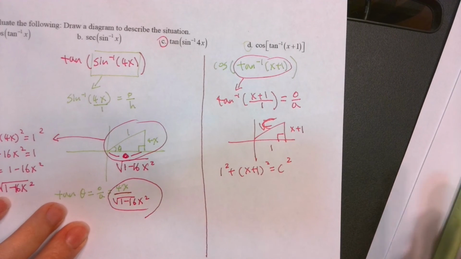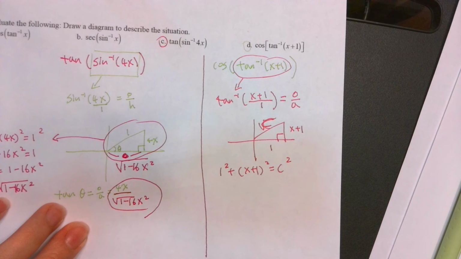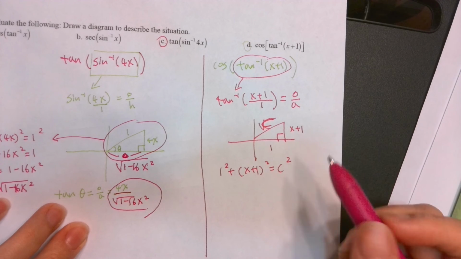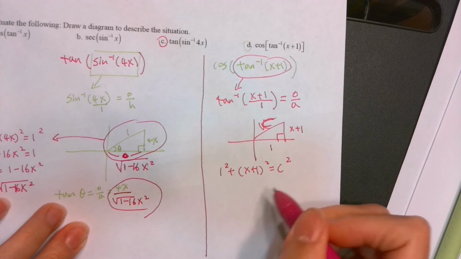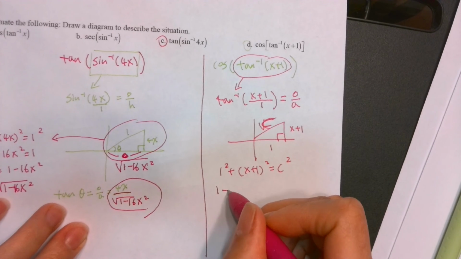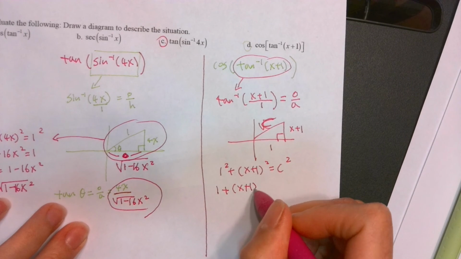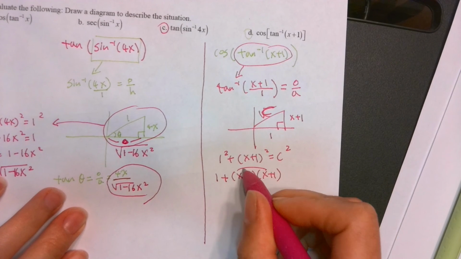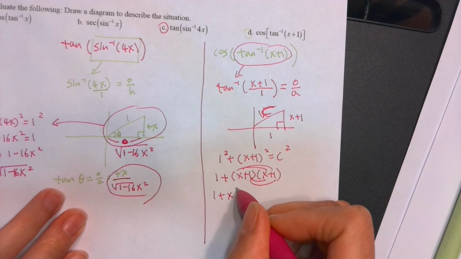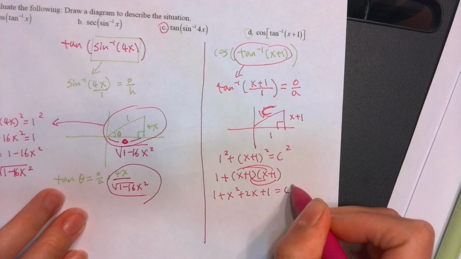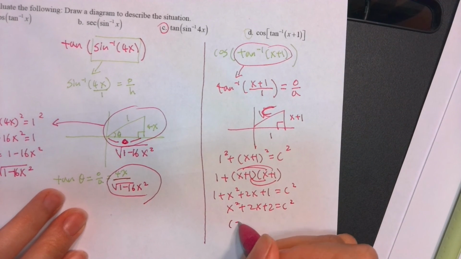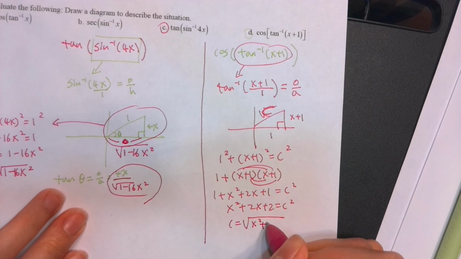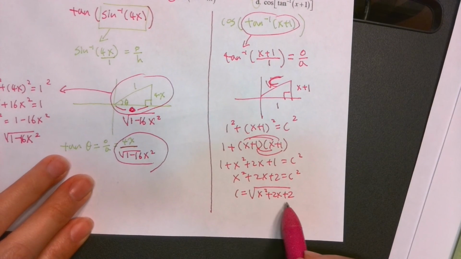I notice on the answer key things are not simplified, but I'll probably want you guys to simplify as much as possible. What do I mean by that? I need you to just simplify, FOIL this out. So 1 squared is 1, and x plus 1 times x plus 1, let me distribute all of that. X squared plus 2x plus 1, plus 1, is equal to c squared. X squared plus 2x plus 2 is equal to c squared. That means c is the square root of x squared plus 2x plus 2. So there is your hypotenuse.